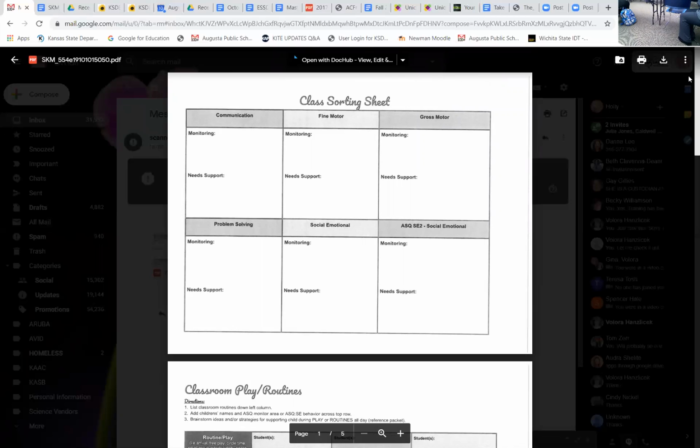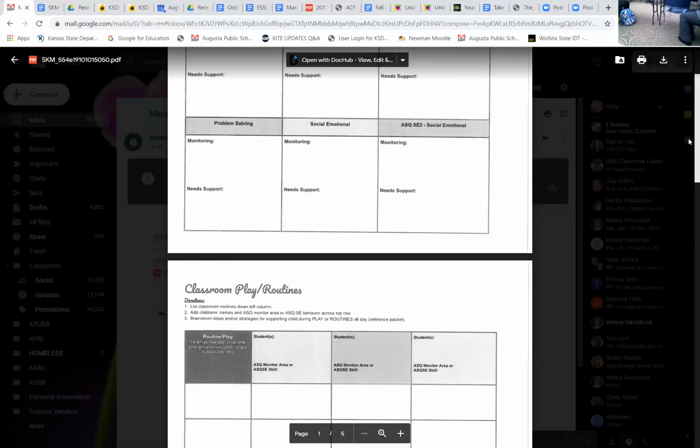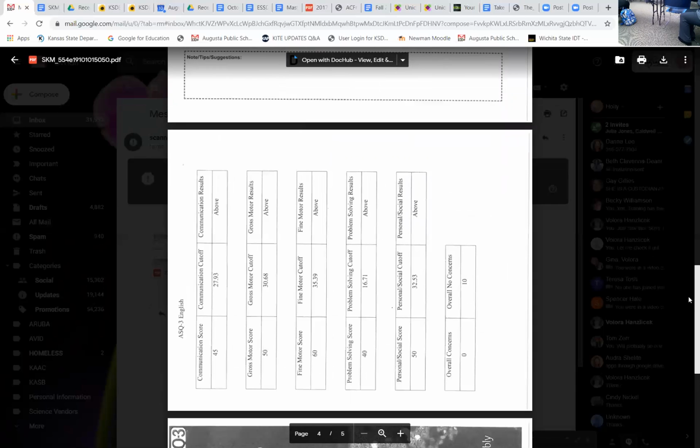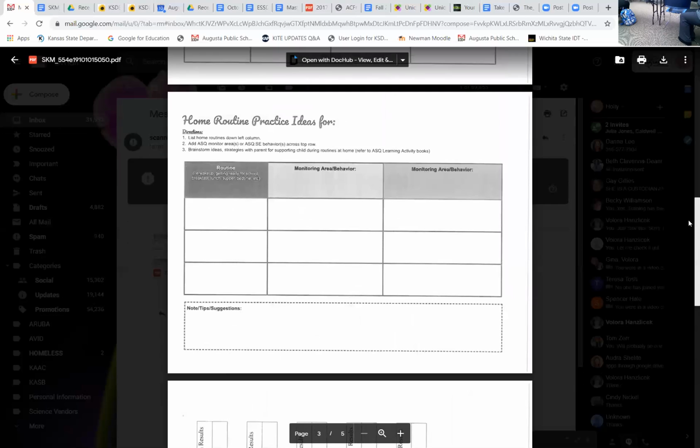The cutoff score, you'll notice when you look at your reports, is different for each kid, or for lots of kids, the cutoff score is different. It's because they do these cutoff scores by month.